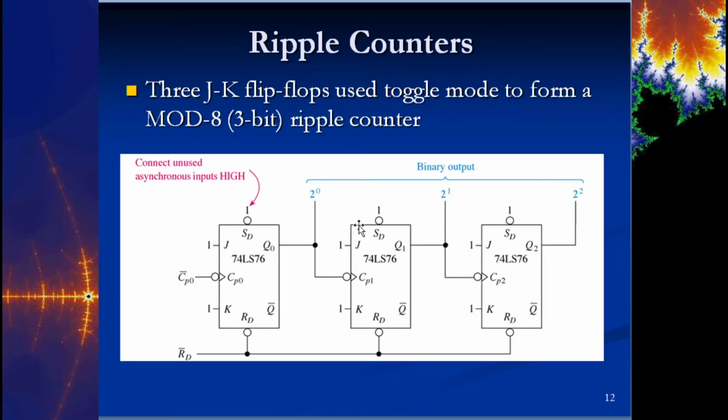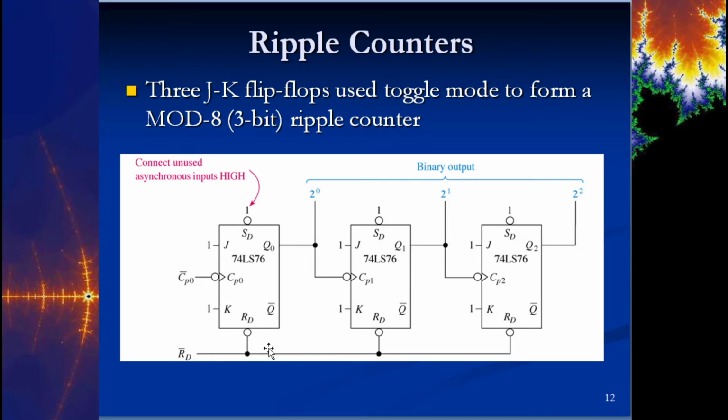And this is what it looks like. So we have each flip-flop in toggle mode. The J and the Ks are all high. And then we have the output Q become the input CP of the next flip-flop. Now notice these are all negative edge triggered. These are 74LS76s, so that's the way they come if you buy them. So these are all in toggle mode.